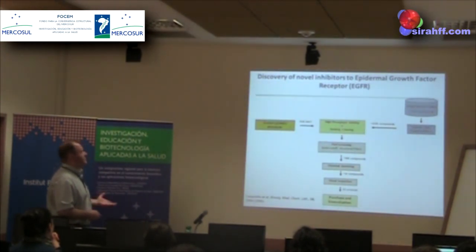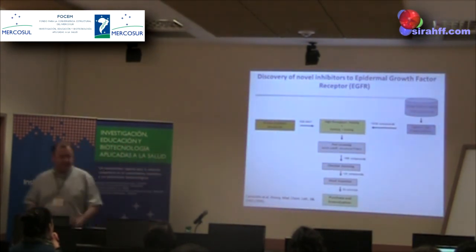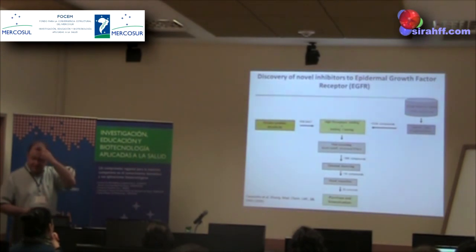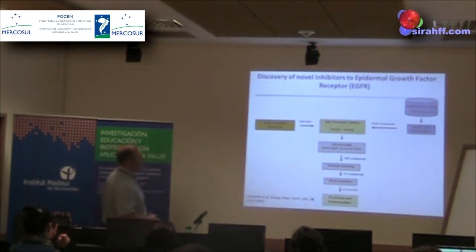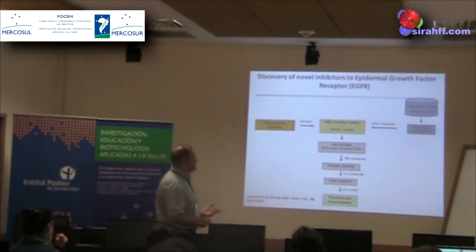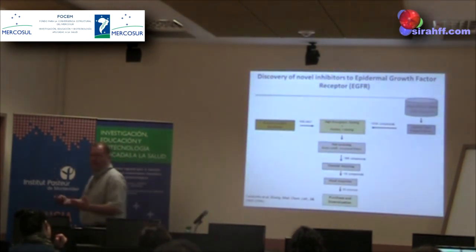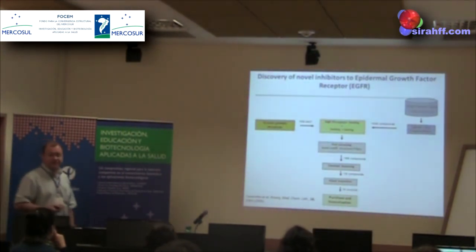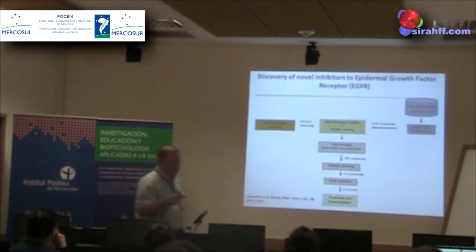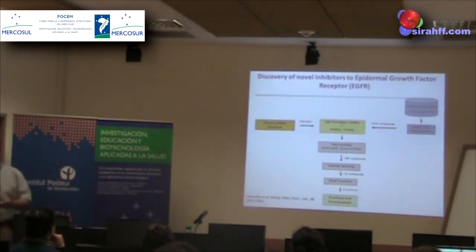So the input is a known protein structure. The PDB code is 1M17. This is EGFR bound to erlotinib. It's a known drug. The input was a set of 370K compounds, which after some filtering, you arrive at 315K. What do we filter? We avoid very small molecules and very big molecules that have a huge number of free rotatable bonds, what's called the rule of five. I think there's a slide later on for that.